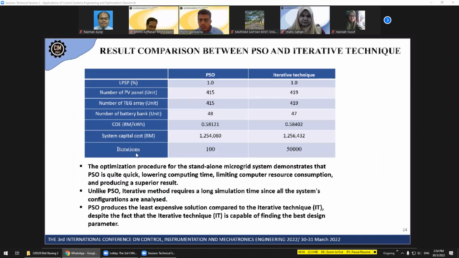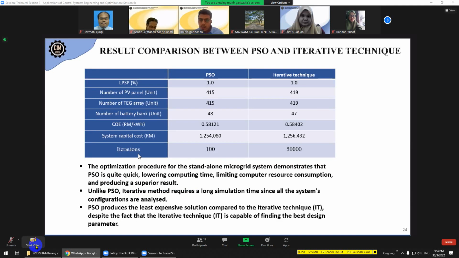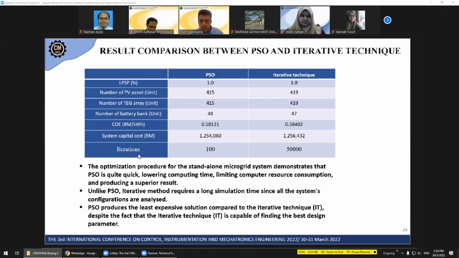As the result of using the two methods, we can see that particle swarm optimization is very fast. We got the best result in less than 100 iterations. Also, it reduced computing time and consumption of computer resources, and was able to get the best result compared to the iterative method. The iterative method requires a long simulation time since all the system configurations need to be analyzed. Although the iterative method has some disadvantages, it also almost gets the best design.